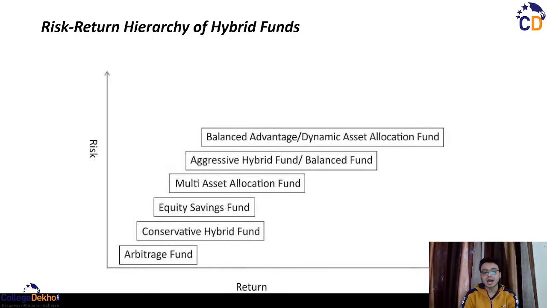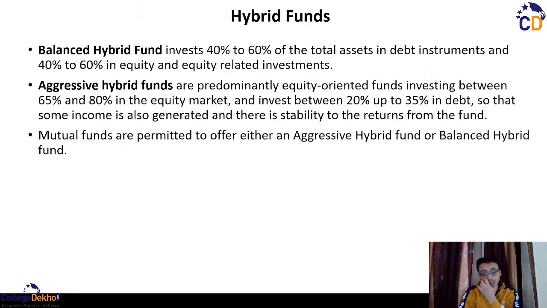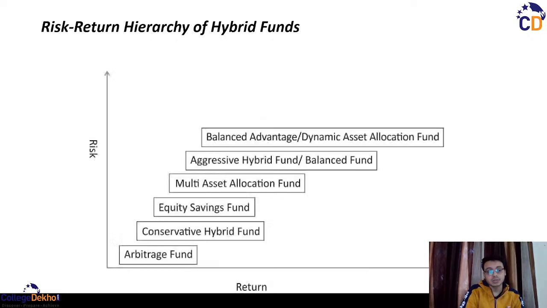So what is basically happening in an aggressive fund? At least 65 to 80% of the amount is going into equity because it is a risky and aggressive fund. In a conservative fund, at least 60 to 70% is going into bond instruments because you have a lesser risk appetite. In the case of a balanced fund, a 60-40 ratio is being maintained. Okay, that's a hybrid fund.